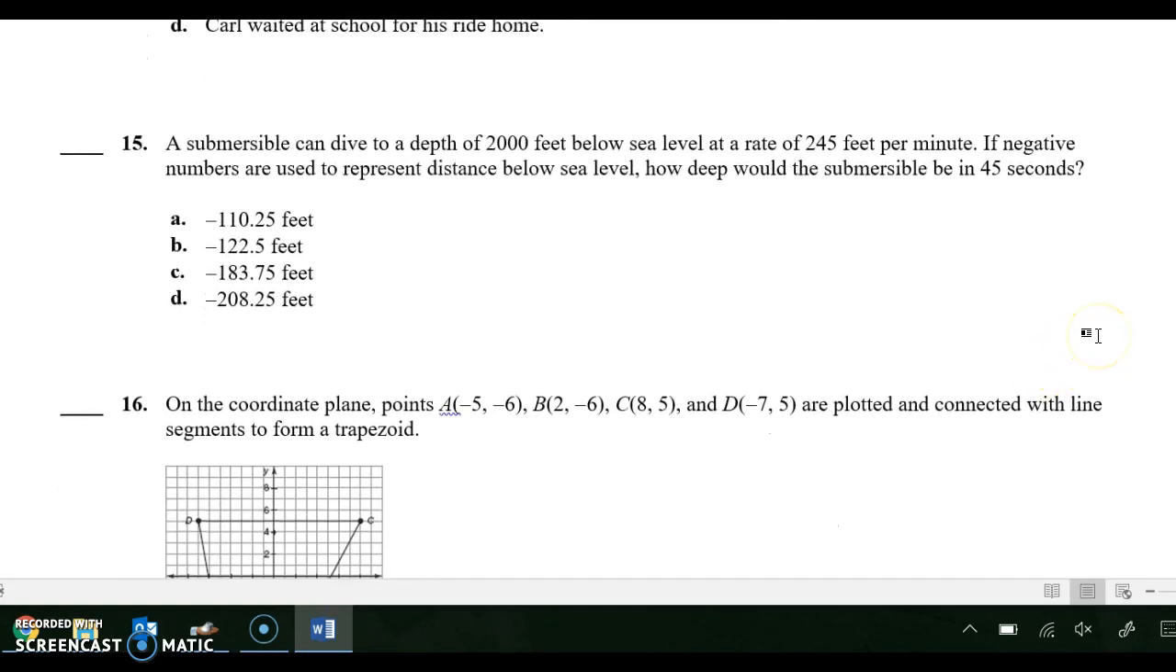Number 15. A submersible can dive to a depth of 2,000 feet below sea level at a rate of 245 feet per minute. If negative numbers are used to represent the distance below sea level, how deep would the submersible be in 45 seconds? A. -110 and 25 hundredths feet. B. -122 and 5/10 feet. C. -183 and 75 hundredths feet. D. -208 and 25 hundredths feet.